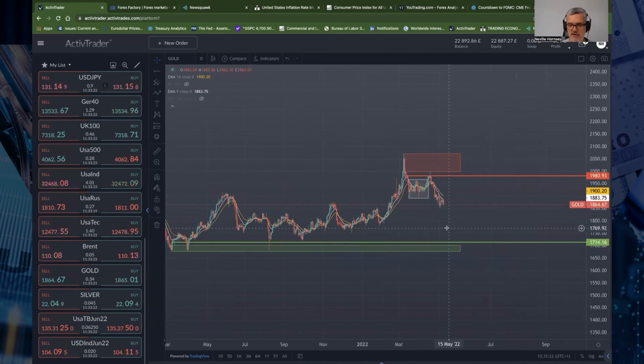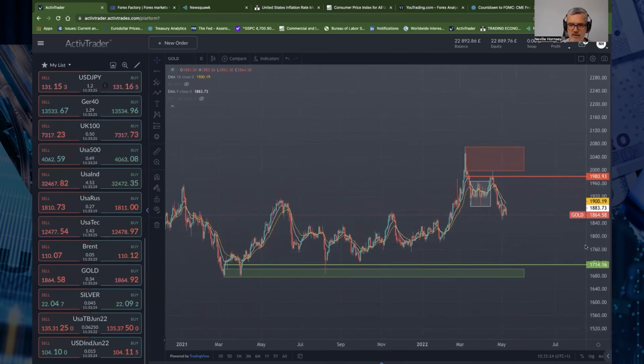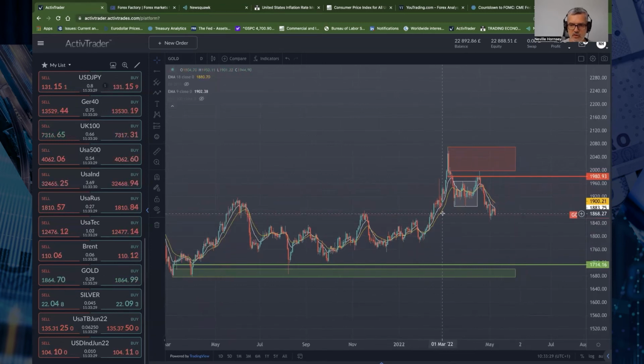But currently, momentum to the downside. Fundamentals point towards a continuation to the downside, looking for traders to target, at least for profit taking, any swing lows towards 1800.